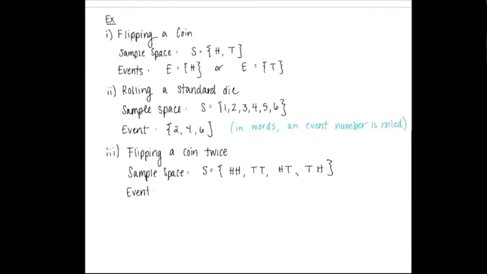And so if I pick a sub-collection of these, say my event is HH, HT. I should be writing E equals for these, but not a huge deal. What's the connection between these two things in the event? Heads is first. Yeah. So in words, a heads is rolled first.